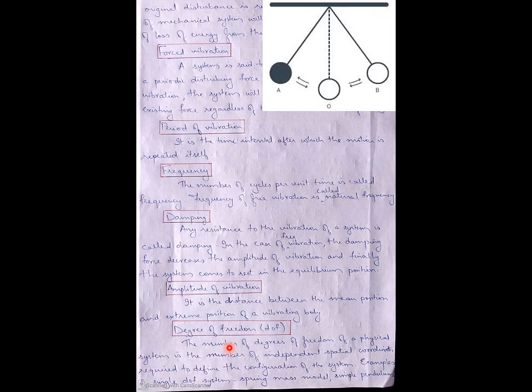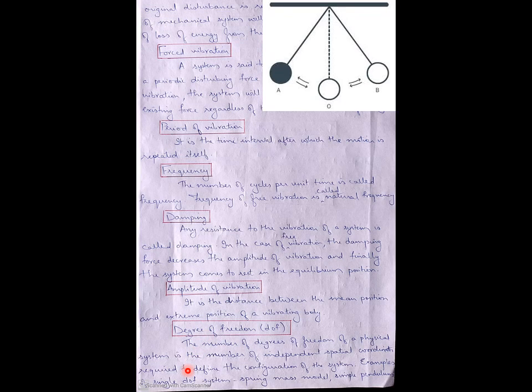So if you are considering a body or a system, normally it will be having 6 degrees of freedom in a space. Which means 6 degrees of freedom means it can move in x direction, y direction, z direction, or it can rotate about x, y, and z directions. So normally a body in space will be having 6 degrees of freedom.